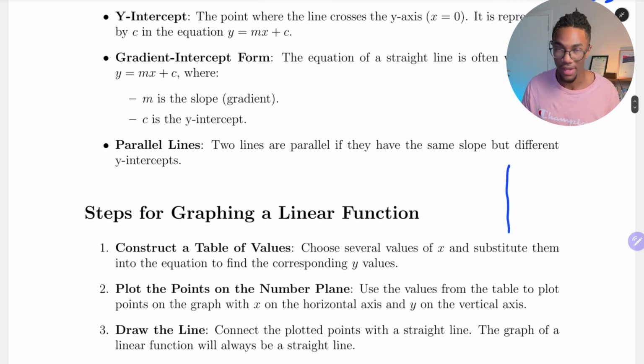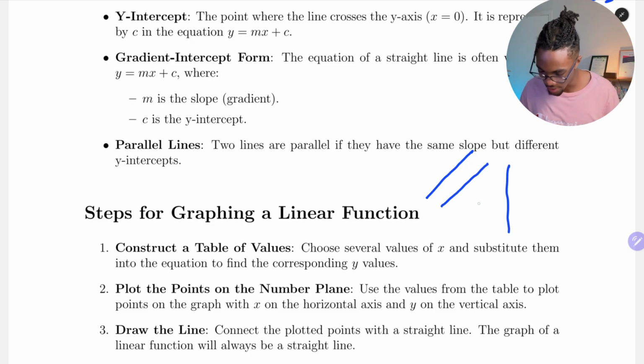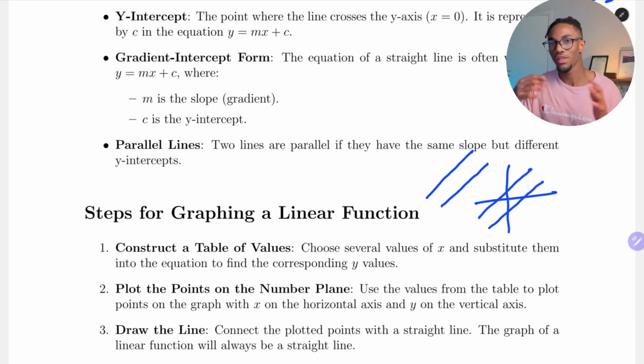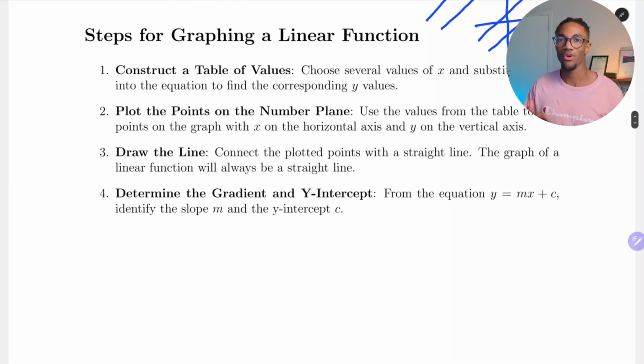Parallel lines, if they have the same gradient, they're going to be parallel, just as long as they don't have the same y-intercept. So what does parallel mean? It means two lines that are right next to each other, and they'll go on forever and never touch. So this line and this line, if they have the same gradient, they're going to be parallel. So let's get into some questions on this.